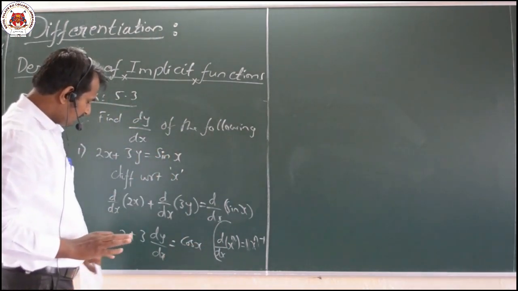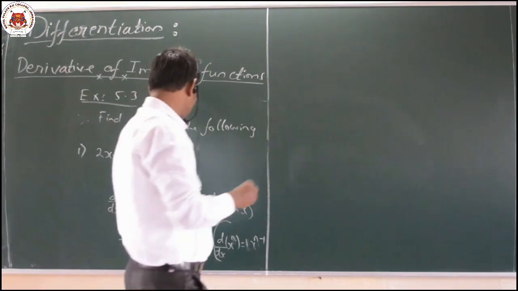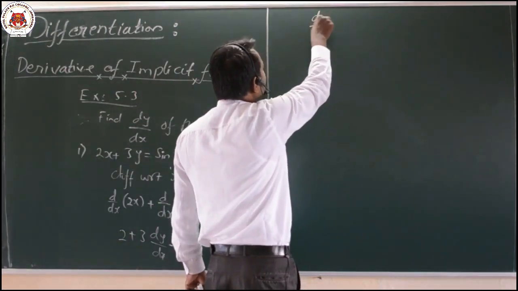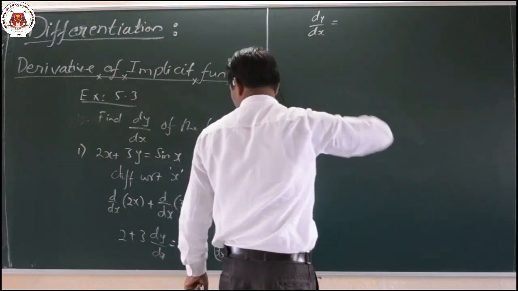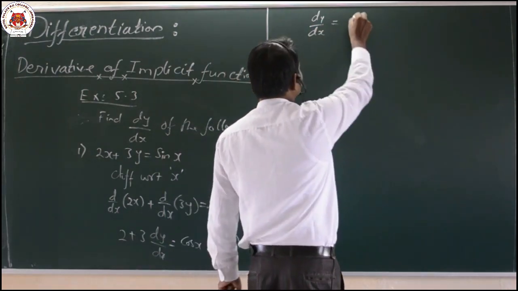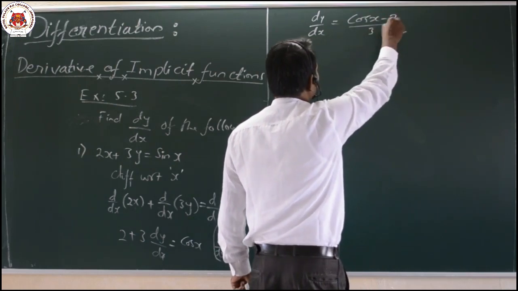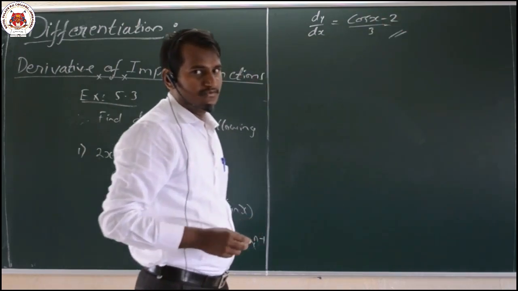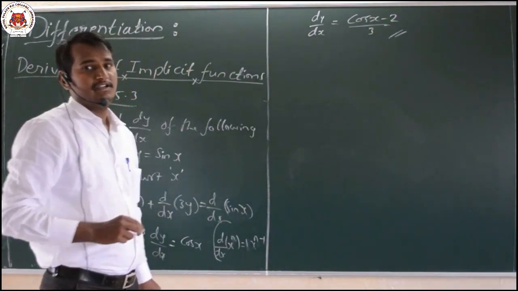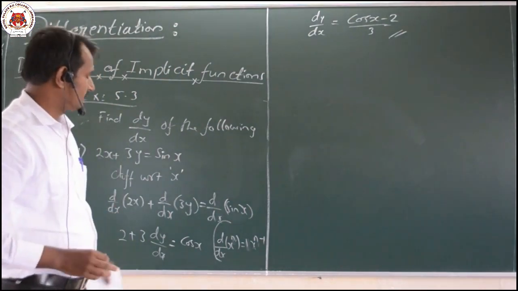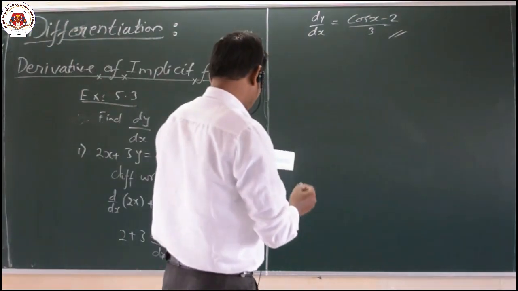Okay, now everything we can take to the RHS. So what we get here is dy by dx equal to cos x minus 2 divided by 3. That is the required result. Finding the value for dy by dx is very, very simple. Okay, the next example.